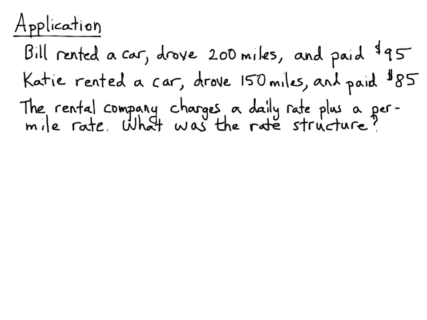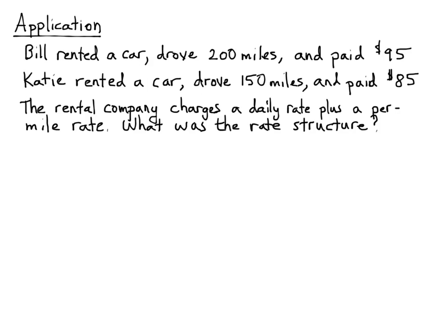So let's look at an application here. I think we have just enough time to do this. Here we have a situation where Bill's renting a car. He drove it 200 miles and paid $95. What I didn't write in here was assume that this is a one-day rental. Katie rented a car, drove it 150 miles and paid $85. The rental company charges a daily rate plus a per mile rate. What's the rate structure on this?